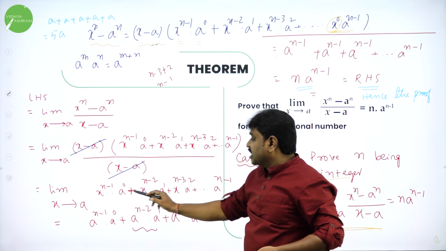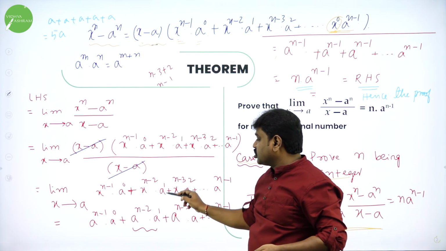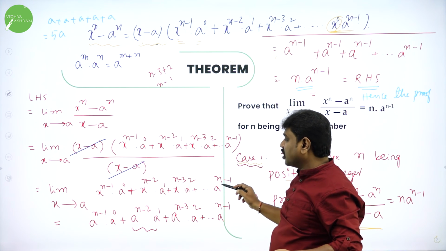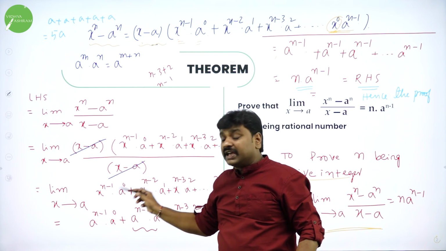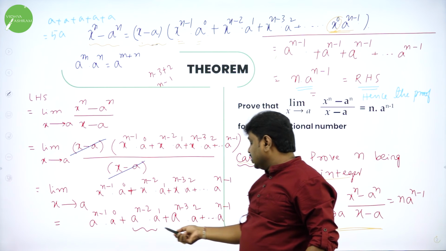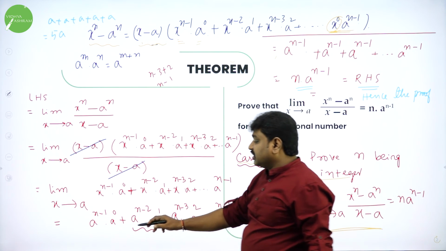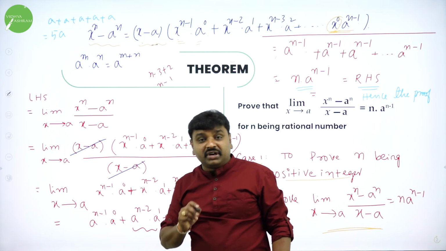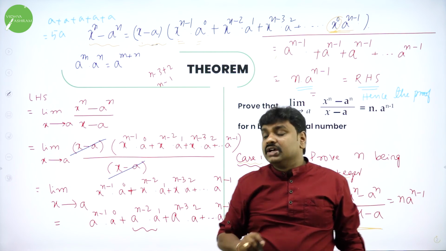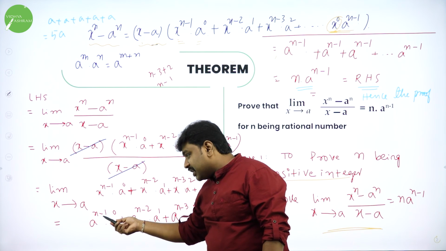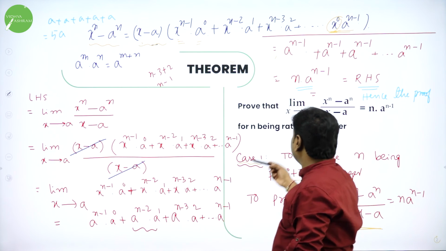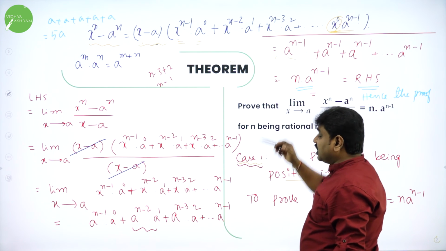Whatever is left out: x power n minus 1, a power 0, x power n minus 2, a power 1, x power n minus 3, a square, and so on. Now in the place of x put a. If you put a, it will get compressed, and every term is in the form a power m into a power n. What is a power m into a power n? a power m plus n. So this will become a power n minus 1 plus 0, which is n minus 1.